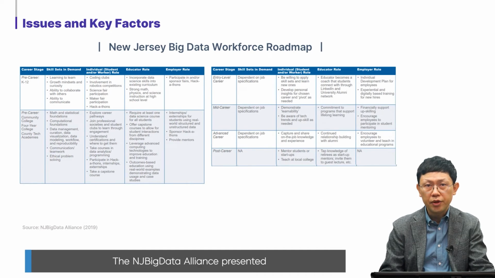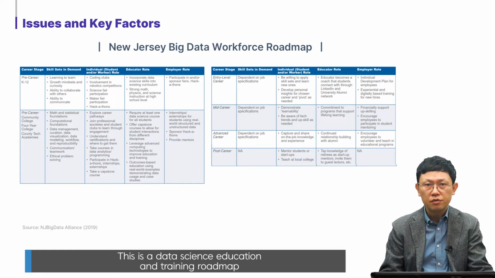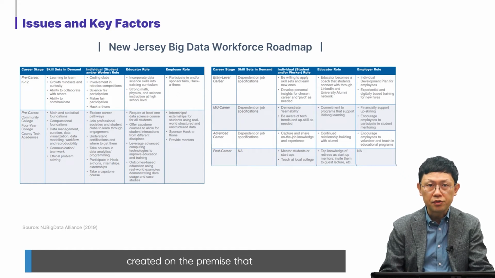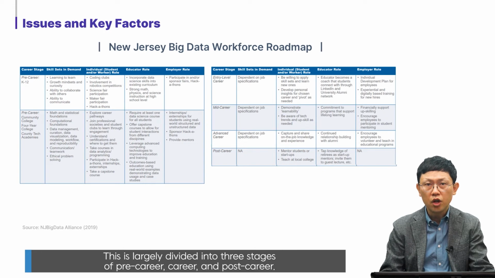The NJ Big Data Alliance presented the New Jersey Big Data Workforce Roadmap in 2019. This is a data science education and training roadmap created on the premise that maintaining computing and analysis skills throughout life is a prerequisite in the transition to a data-driven economy. This is largely divided into 3 stages of pre-career, career, and post-career, and is divided into 6 stages in detail.